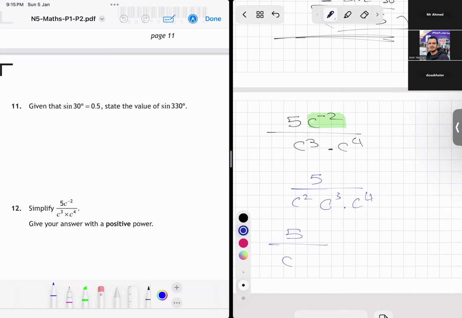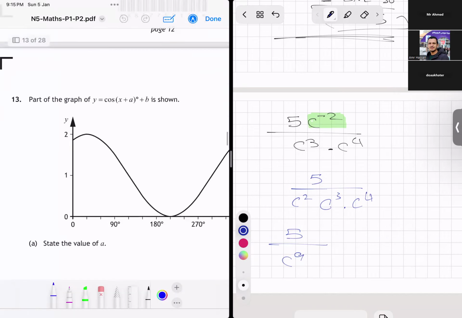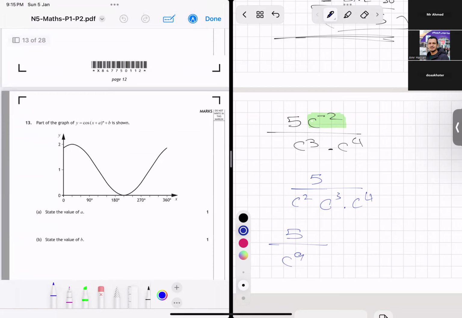C to the power of 9. Where did you get it? 2 plus 3 plus 5. Right. So is this one clear for you? I think it's obvious. Okay. Look at this one.